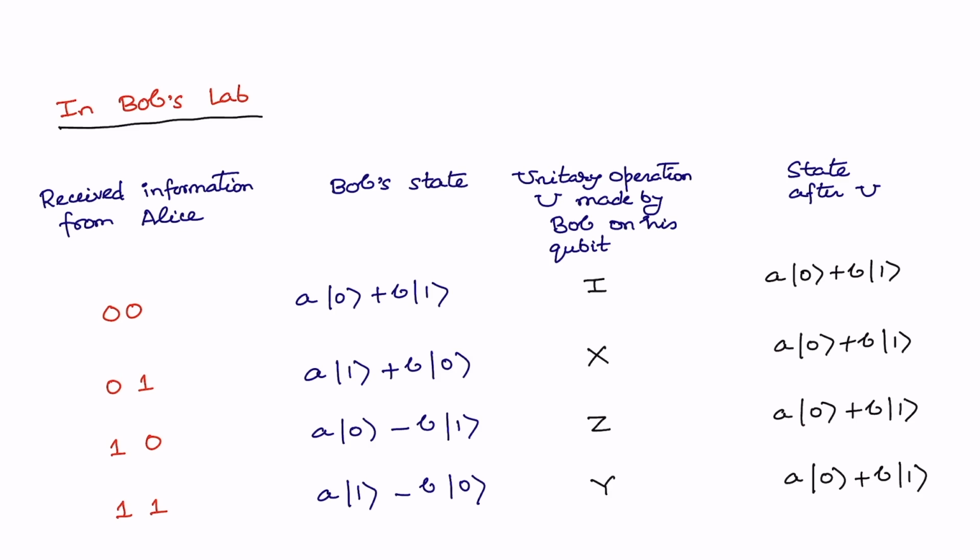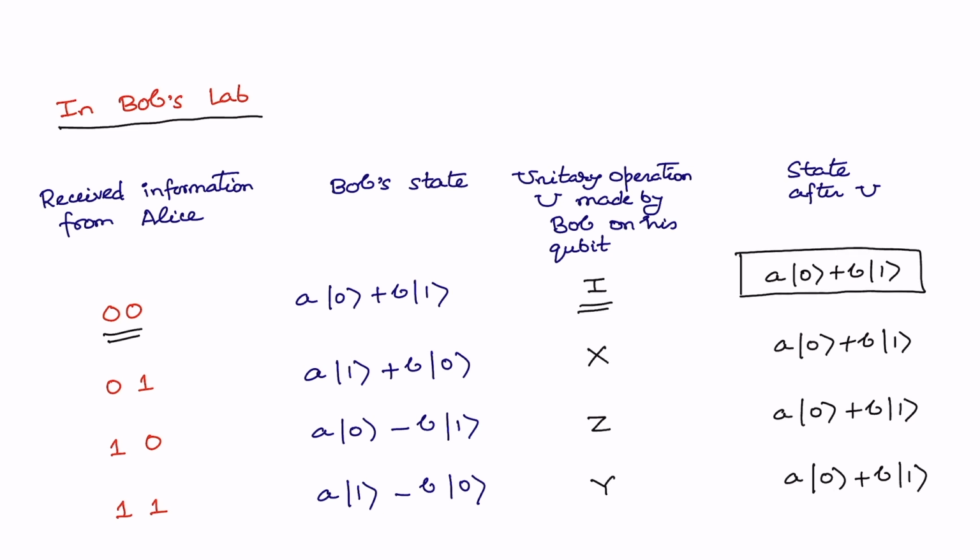Suppose Bob receives the information through this classical channel that she got 00 as a result of her measurement on her qubits. Then Bob is going to do nothing on his qubit, so that's why this is identity. So this is the state Bob is going to have after this operation.